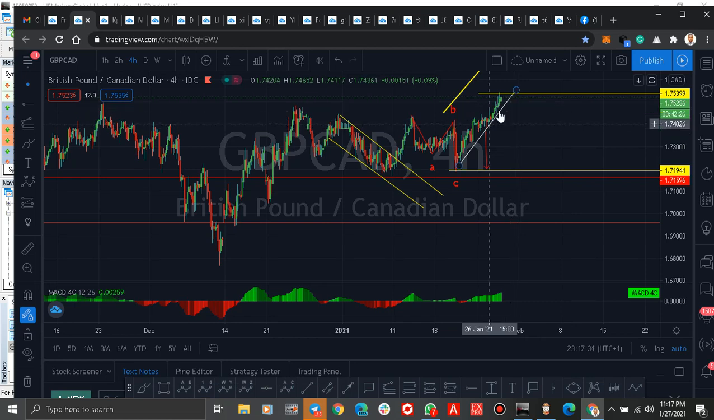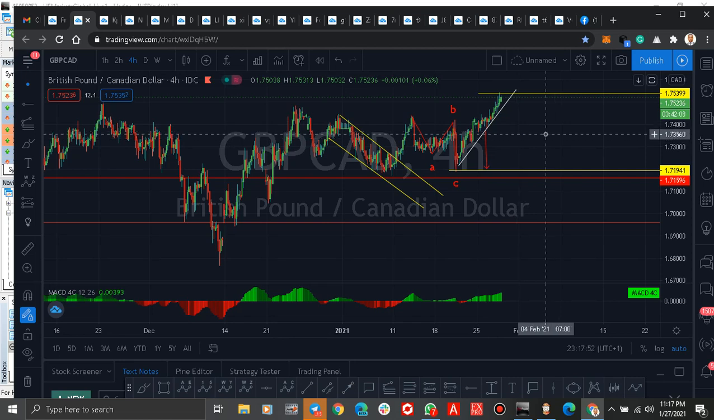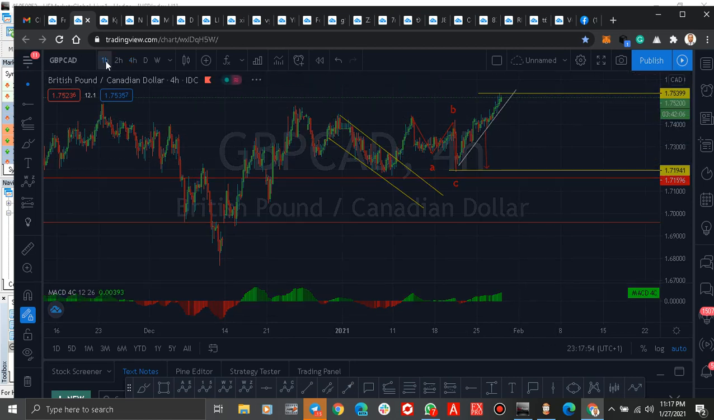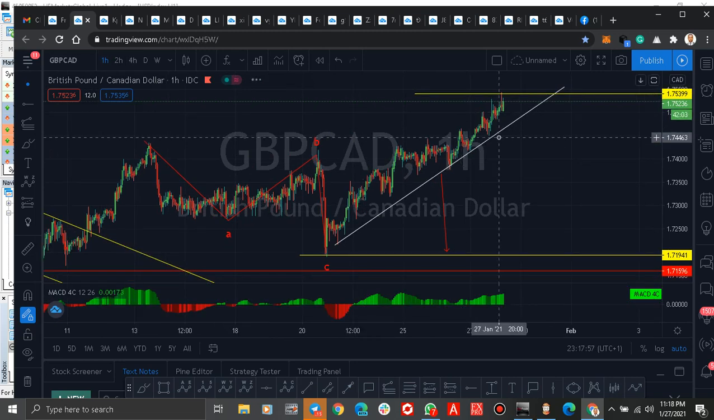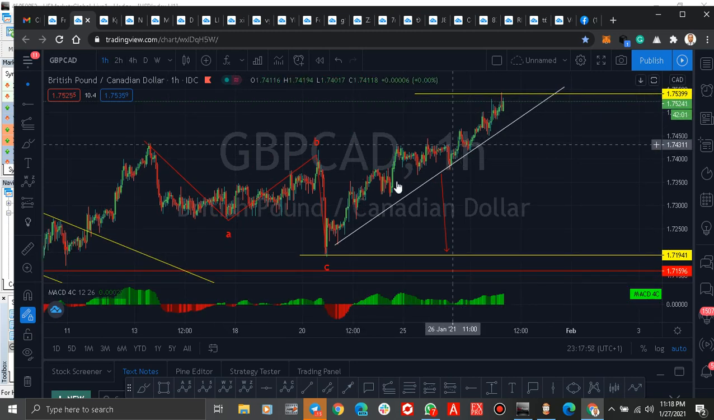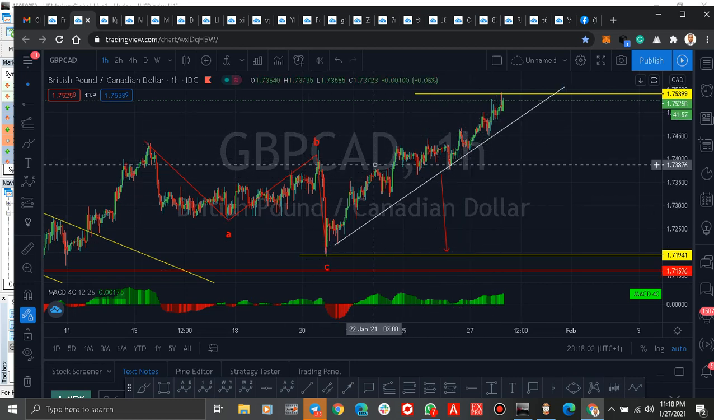Maybe I have to wait for the break and close of this trend line. Then I will make my decision. But for now, the buying is not stronger than other pound pairs anyway. Let me go to 1 hour. On 1 hour, you can see it continues going up, going up in a corrective manner.